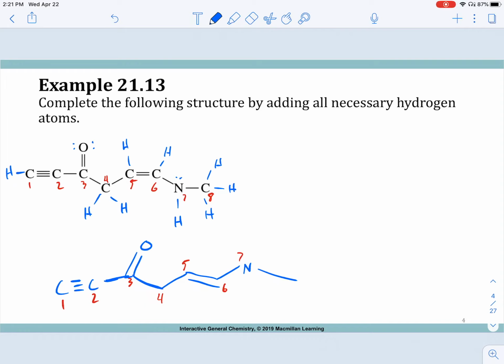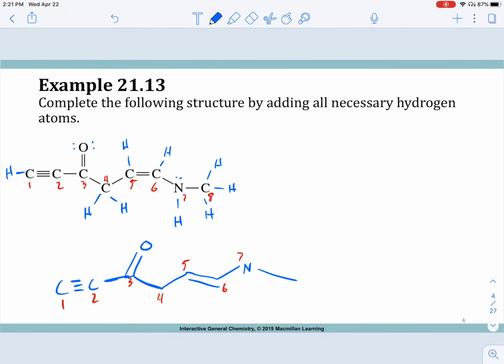So notice also I had to arbitrarily make this a trans bond. This doesn't show us whether this is a cis or trans bond. So I just arbitrarily called this a cis bond, as in the alkyl group is on the opposite side of the double bond, and the H's are right here that I'm not drawing.